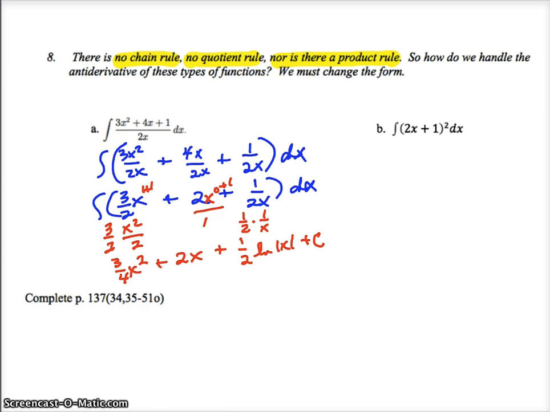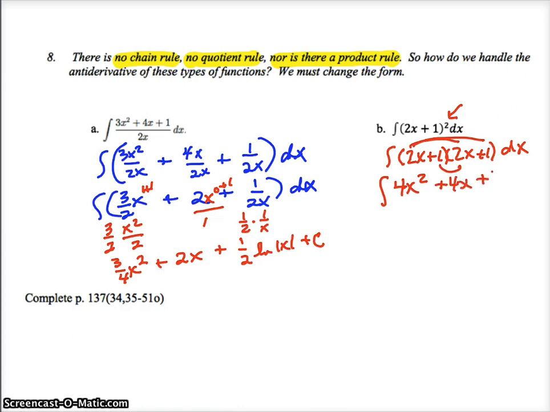Finally, on example B, we have a binomial squared. We have no quotient rule, so we will have to expand 2x plus 1 squared. We have no product rule, so we will have to go on and multiply this into individual terms. So 2x times 2x is 4x squared, plus 4x, then plus 1.